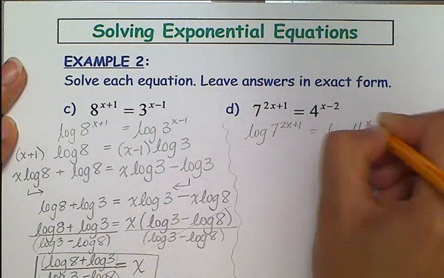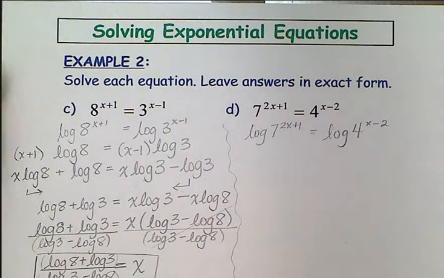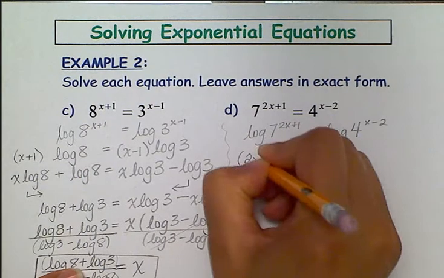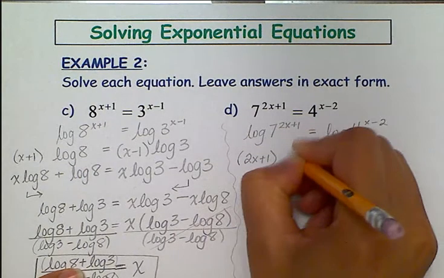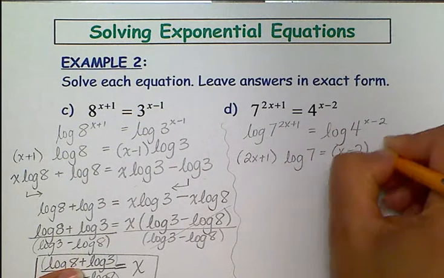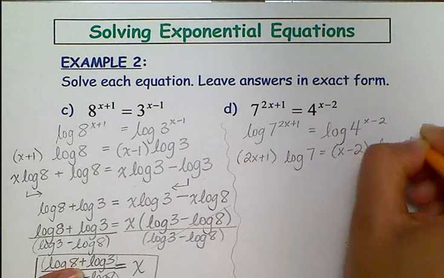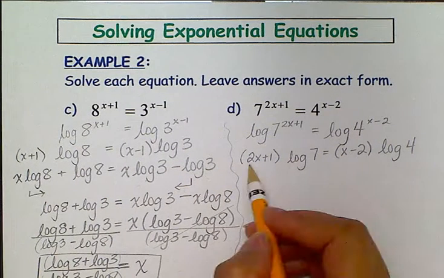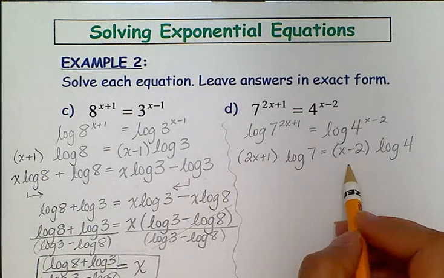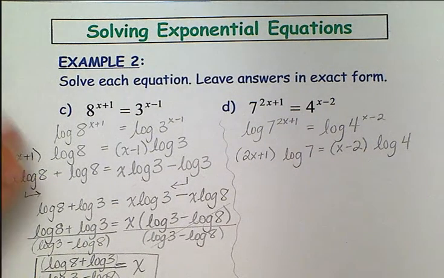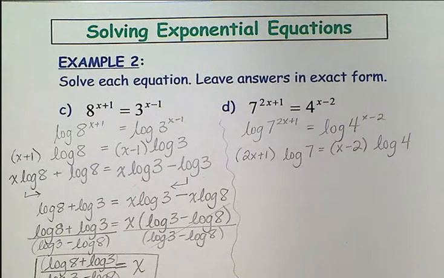And then I'll apply the power law of logarithms so that I can bring down the exponents. So I have 2x plus 1 times the log of 7 equals x minus 2 times the log of 4. And you'll notice again that because I have a variable term on the left-hand side and a variable term on the right-hand side, I actually need to apply the distributive property so that I can eventually bring all the variable terms to one side and all the number terms only to the other side.